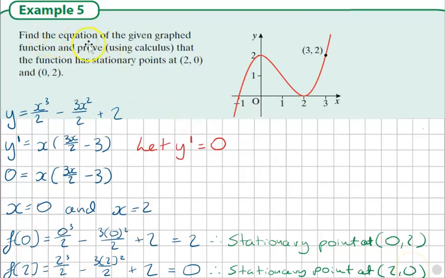So we were asked to find the equation, which we did. So the top line there is our actual equation of this function. And then to prove using calculus, so using derivatives, that the function has stationary points at 2, 0 and 0, 2, which we can see from the graph it does, the maximum turning point and the minimum turning point. But we've proven now through calculus that they are indeed 0, 2 and 2, 0.